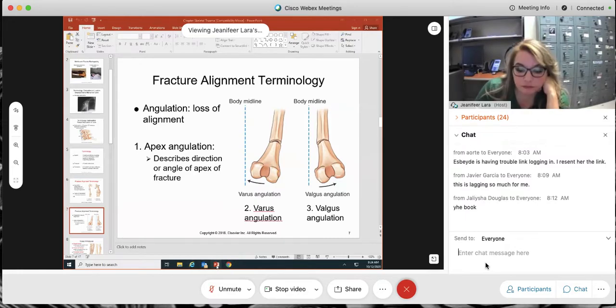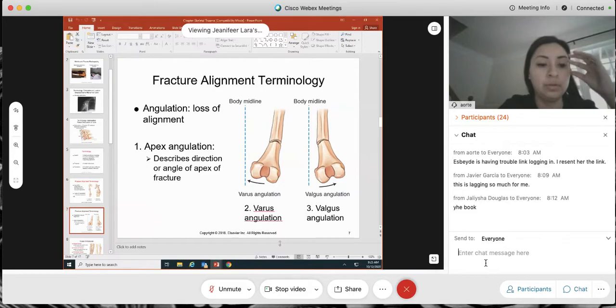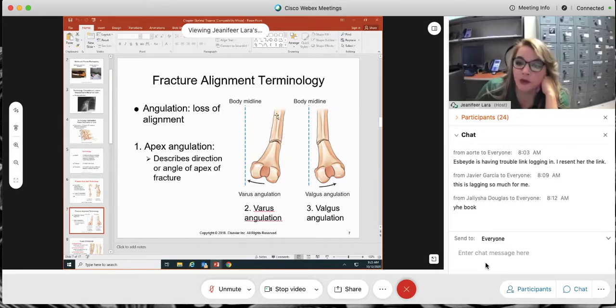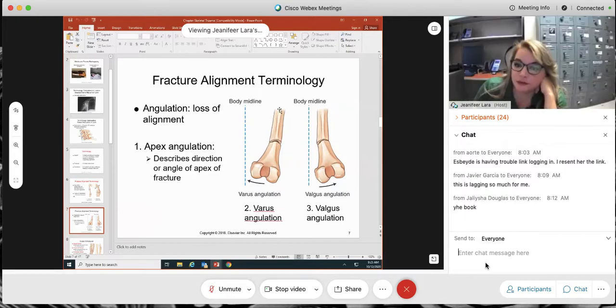Can you please explain again the Varus Angulation? I'm a little confused. Varus and Valgus? Yes. Okay. So if you're standing erect, this patient is standing erect. This is a femur, Aurora. This is a femur. This is the knee. This is going to make the knee joint, the distal part of the femur.